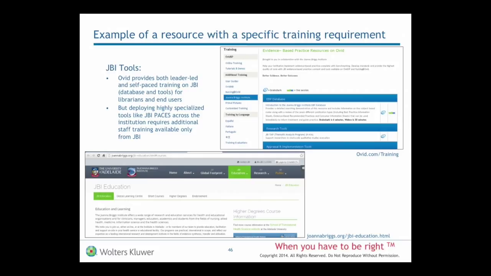We talk about training on a lot of the Ovid products, and JBI, of course, we really believe is a must-have, especially the JBI tools. You can't implement JBI successfully into an organization unless you have training. It's really important to do that from the very beginning and have that done in a way that is relevant to the users. I can't stress that enough, how it really becomes a must-have training situation.